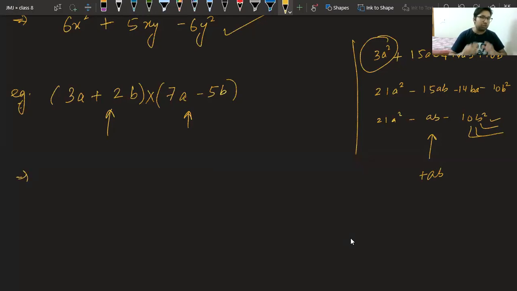So I will distribute the first bracket over the second. How? Very simple. I will take the first term of the first bracket, I will distribute it on the second bracket.